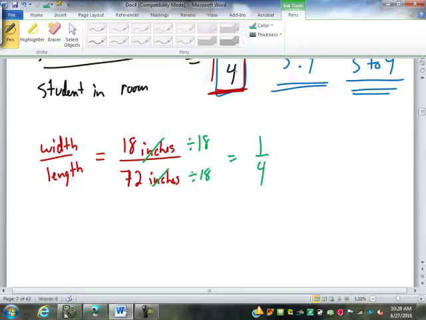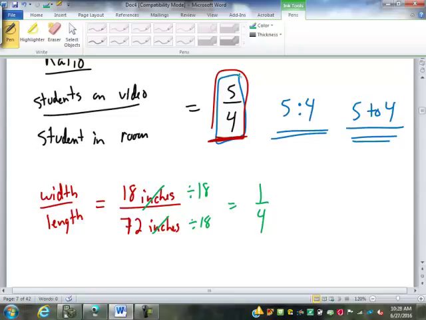You will notice that in both of these ratios, the 5 students to 4 students, or just 5 to 4, and the 1 to 4 width to length ratio, there are no units. The reason is because the units canceled out. Because here we compared inches to inches. Here it was students to students. And that is one of the qualifications or requirements of a ratio, is you must be comparing two things with the same name or same label.